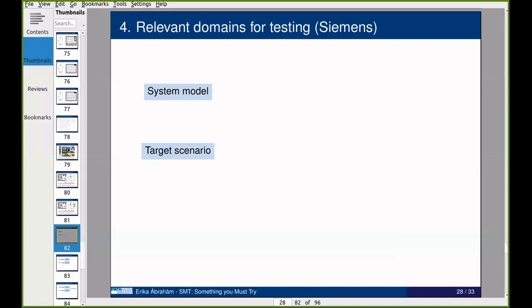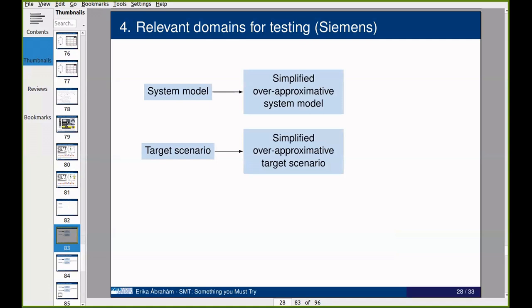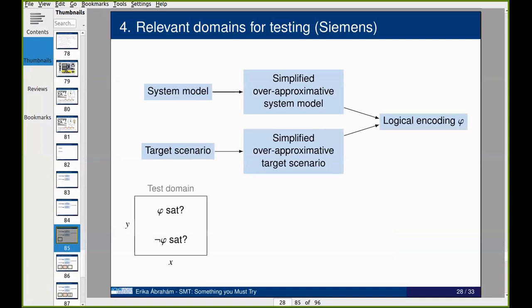Then the fourth application is testing. So if you have a big system and a complex property, and you want to test it, the problem is to find test cases which are interesting. And then you can use SMT solving as follows. You build a simplified version of the system. And in this simplified version, we encode interesting parts. And now we have a certain test domain in which we can take tests. And we want parts of this space where this formula is satisfied. These are the interesting test cases.